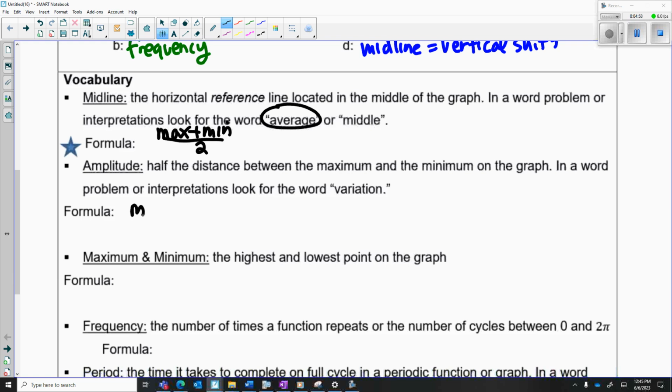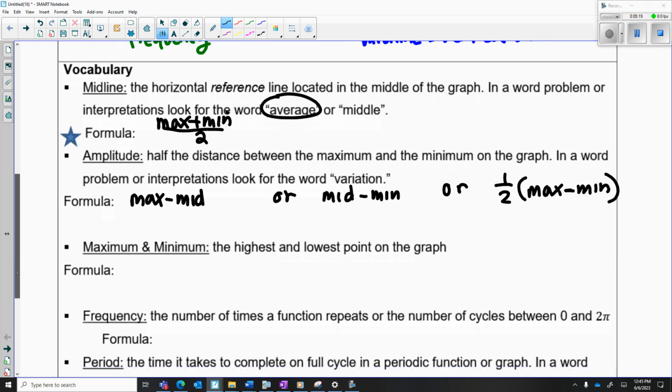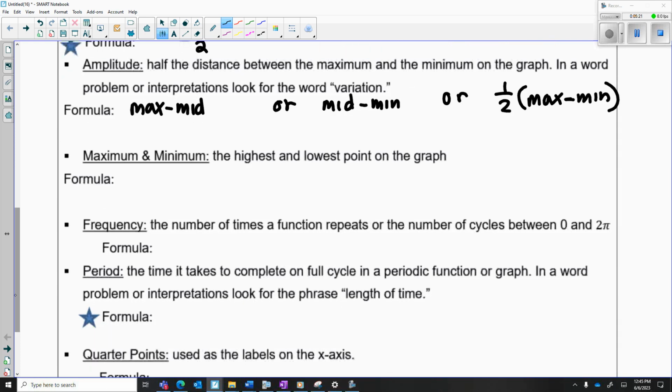So I like to do maximum minus midline, or I could do midline minus minimum. Some teachers do 1/2 of maximum minus minimum. I tend to go away from that because I don't want you to be confused between the midline and the amplitude formula. The maximum is the highest point and the minimum is the lowest point.